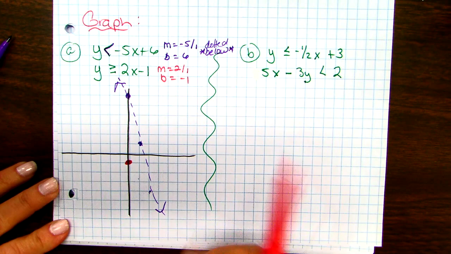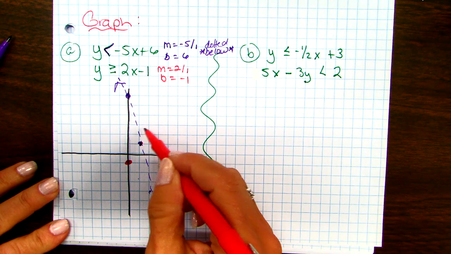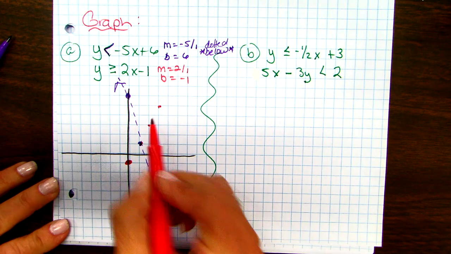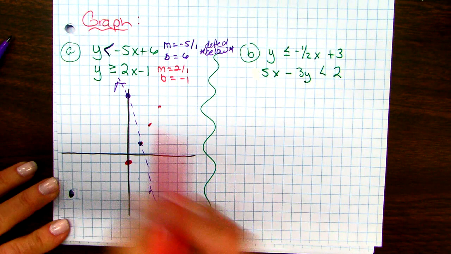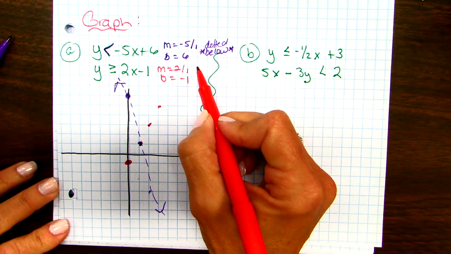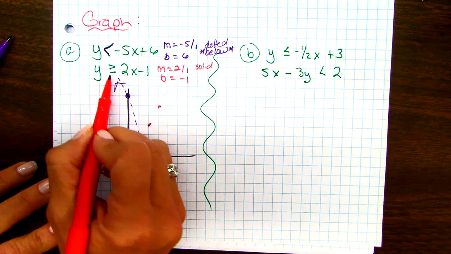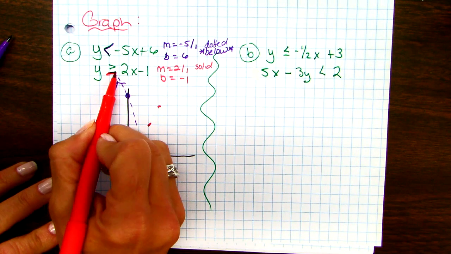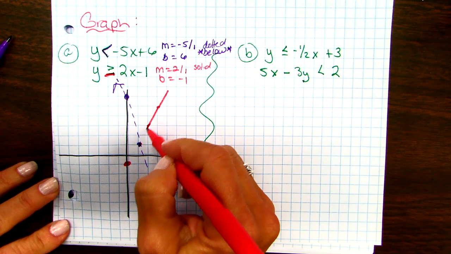Positive slope. So I'm going to go up 2, right 1, up 2, right 1. And that's good enough. Is this going to be a solid or a dotted? Solid. What tells me? You can see it, there's a solid line. We're going to make a solid line.